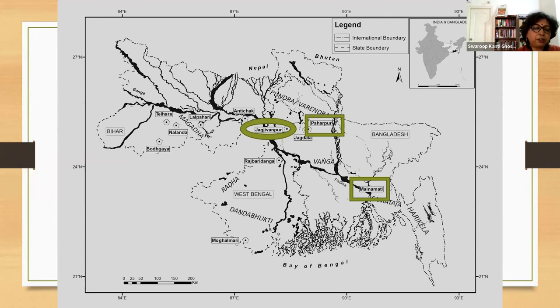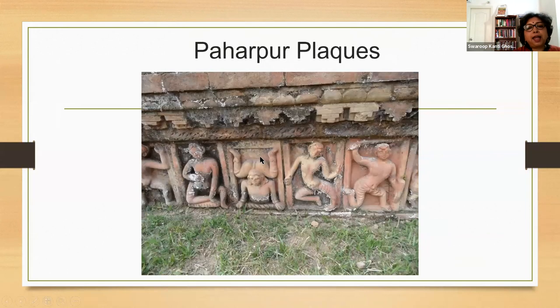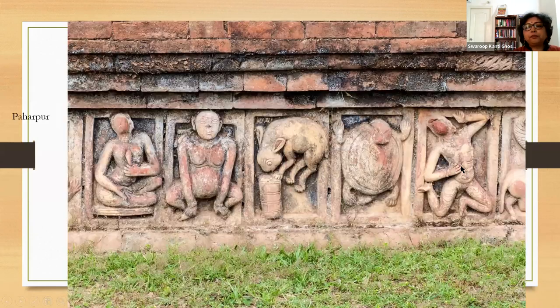And in the scheme of decoration of the walls of the temples, we find the terracotta plaques played a very distinctive role. As I mentioned, I don't have my own collection here, but these were the slides which I used for other purposes. But here also you can see the dancing posture, and then this is an archer, and this is an acrobat, and the warriors. These are in situ in Paharpur.